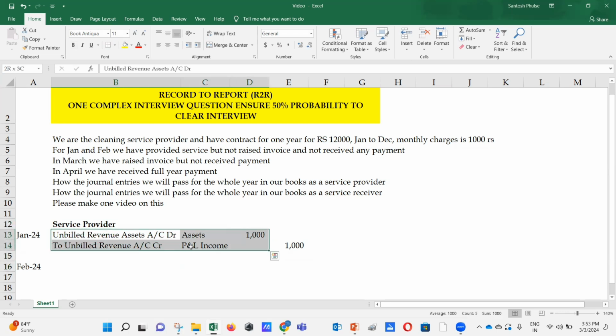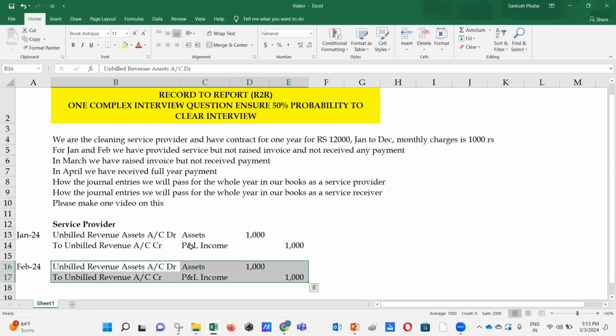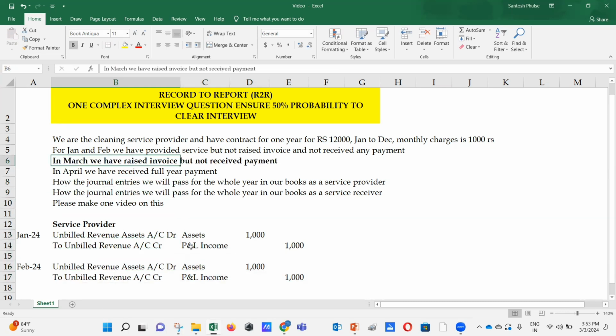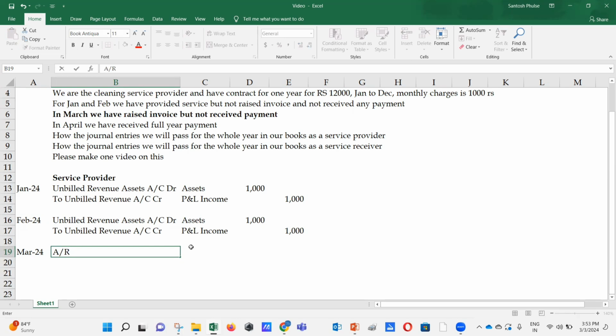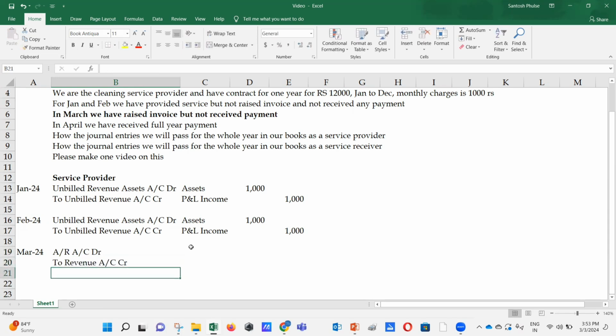The same is going to be there for the month of Feb as well, which says you have provided the service but not raised an invoice. Now in the month of March, we have raised an invoice but not received payment. So the entry is going to be for invoice booking in the month of March, that is the customer, the AR account, is going to be debit to your revenue account credit.